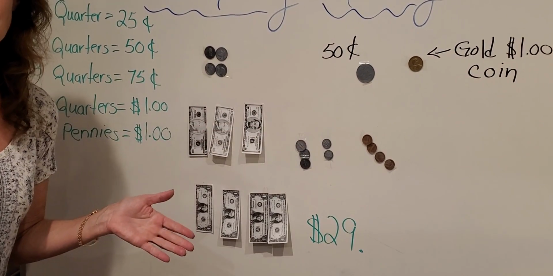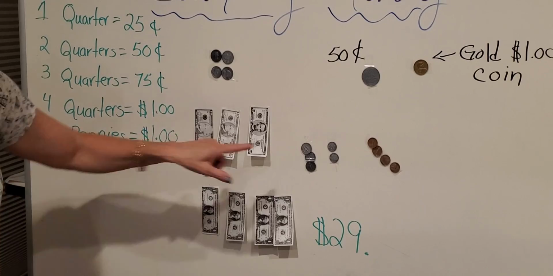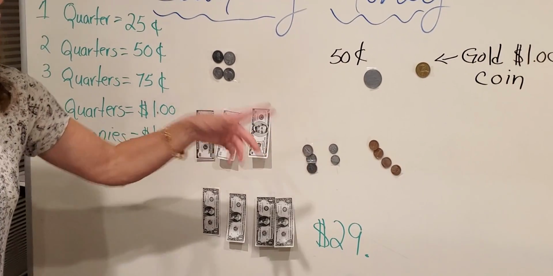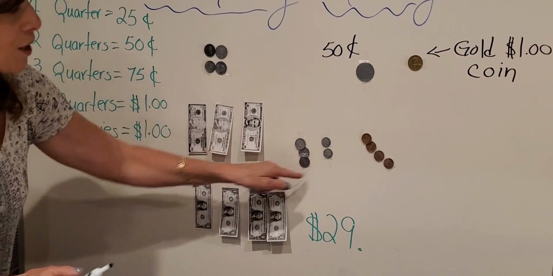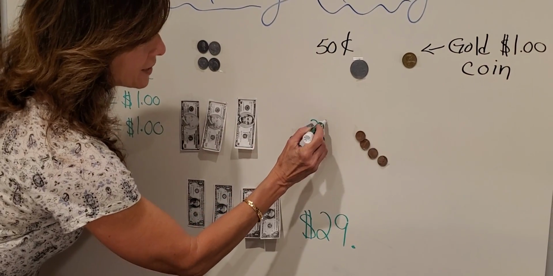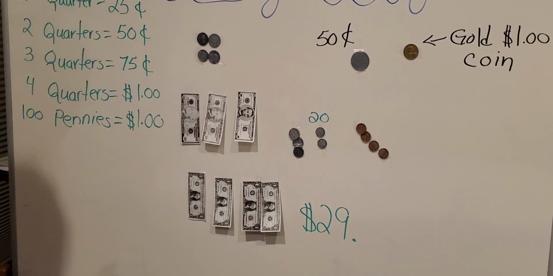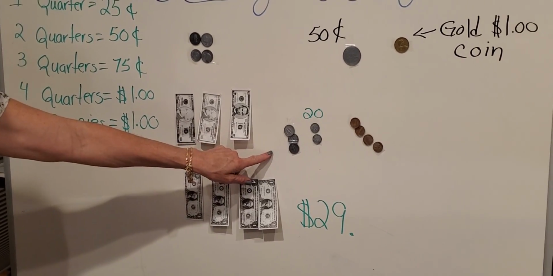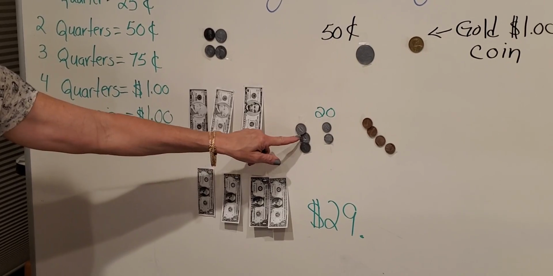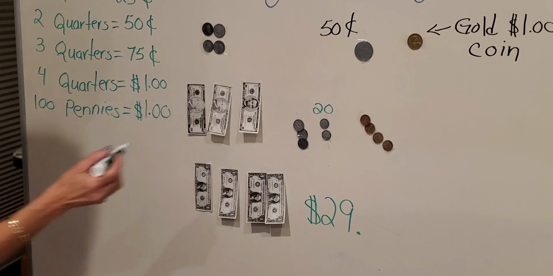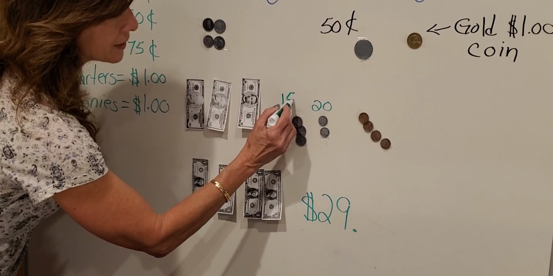A dime is worth 10 cents. So we have 10 cents and 10 cents. What's 10 plus 10? 20 cents. Now this is 20 cents here. Now we're coming to the nickels. Nickels are worth 5 cents, correct. So we have 5, 10, 15 cents. So here we have 15 cents.